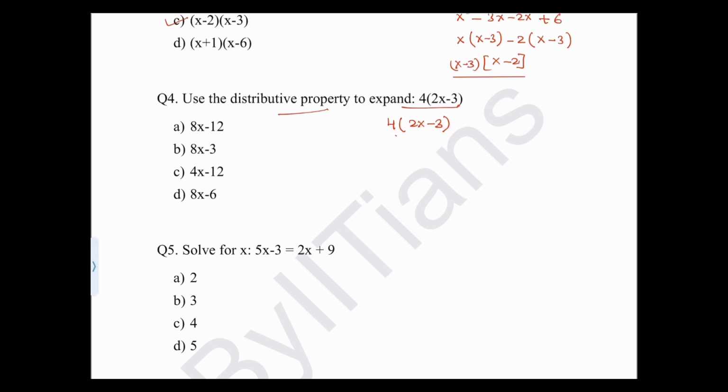So when we multiply 4 with 2x, 4 times 2x, we get 8x. Now we have to multiply this 4 with minus 3. 4 multiplied with minus 3 is minus 12. So we will be getting 8x minus 12, which is our option number A. So A is the correct answer.